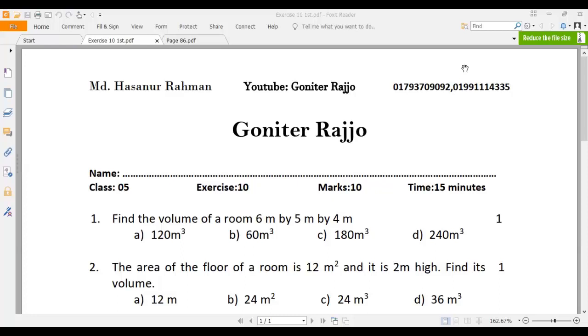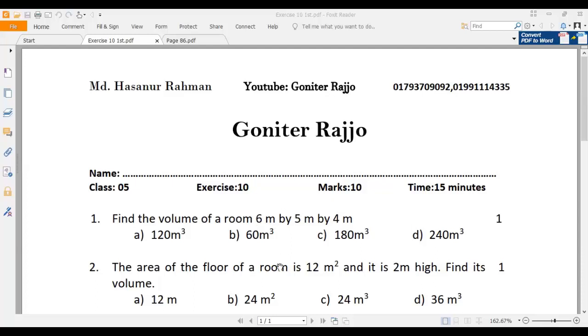So today we'll solve a worksheet of exercise 10. Actually, this worksheet is prepared by me for my personal students. So I want to share the solution with all of you. I think it will help you a lot.